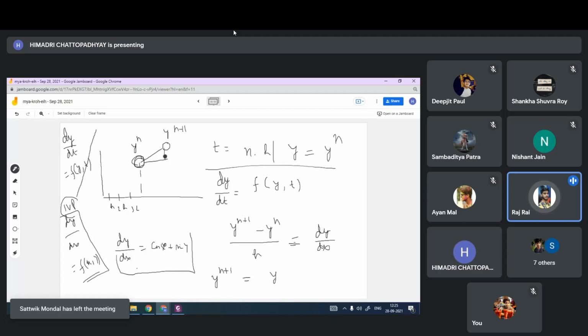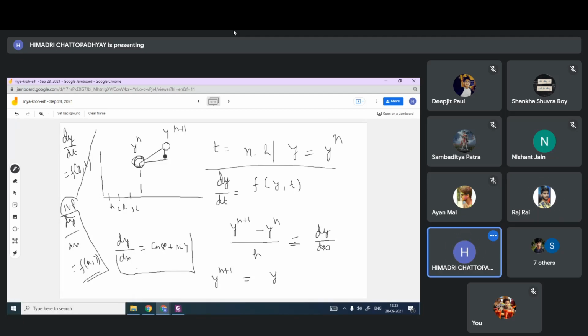Sir, for function of two variables, it will be the partial derivative, no? Yes. But now we are taking only t, sorry, dy dt. This we are taking t. So yn plus 1 will be dy dt times h plus yn. So this value I know. What is the slope here? I know this value. This value I know. Okay.